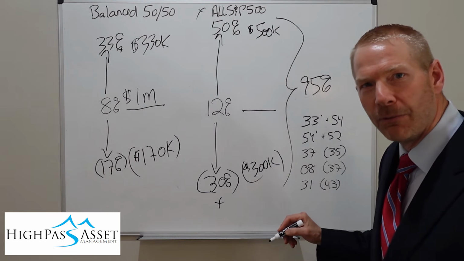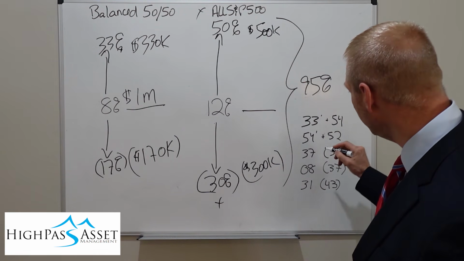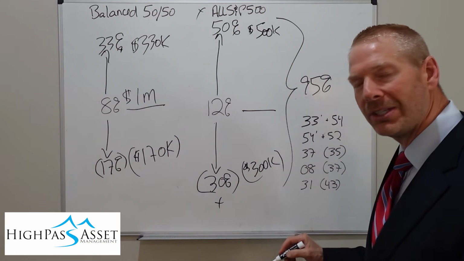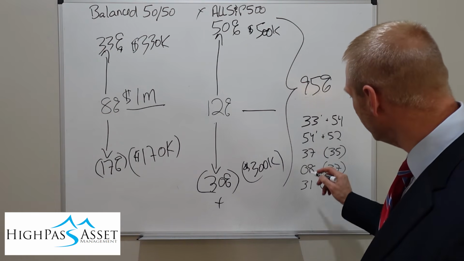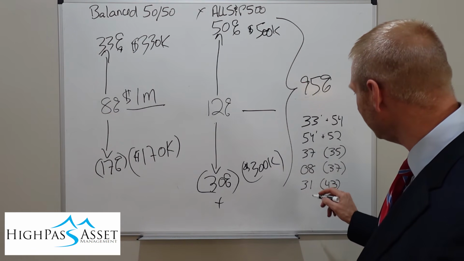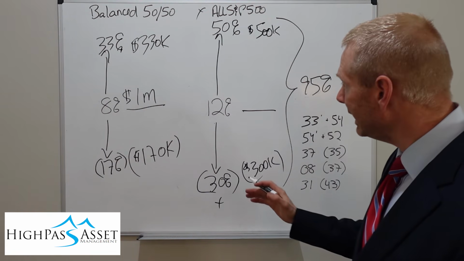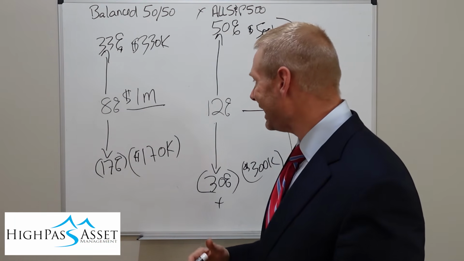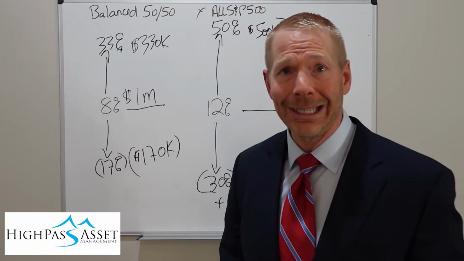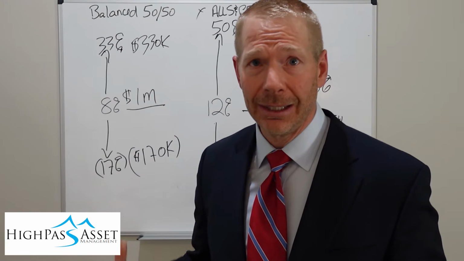1933, up 54%. 1954, up 52. 1937, minus 35. 2008, minus 37. 1931, worst year on record, minus 43. So again, this approach works. And now is a great time to really be thinking about this.